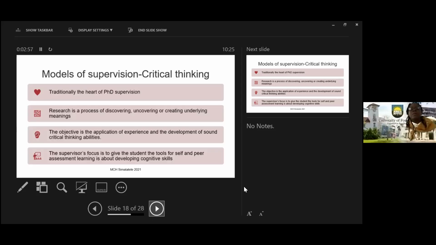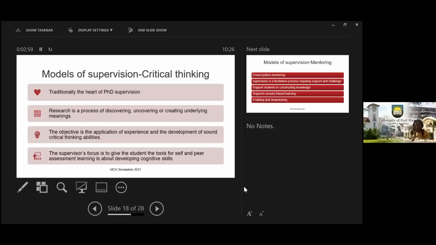Okay, the next one is critical thinking, and I did indicate yesterday that this is more of the approach where I find myself. I use hybrid approaches, but this is more of where I find myself because critical thinking really is the traditional heart of the PhD program. Why is that? Because the PhD program requires the creation of knowledge. That is really important because when a student comes to you with a research question, you must ask them, at the end of the day, what are you going to produce?